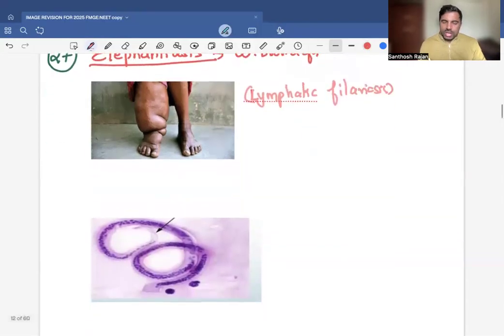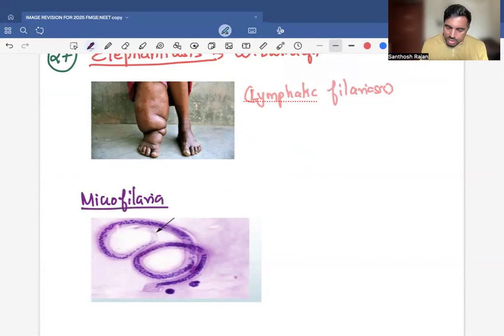What is the diagnostic part? Always you have to look for microfilaria. What you see here is microfilaria. The important thing to remember is that in blood, this is at night time. Usually the filaria likes to live at night, nocturnal habit. So if you want to bring it to daytime, the test is DEC, which is also the drug of choice for elephantiasis.